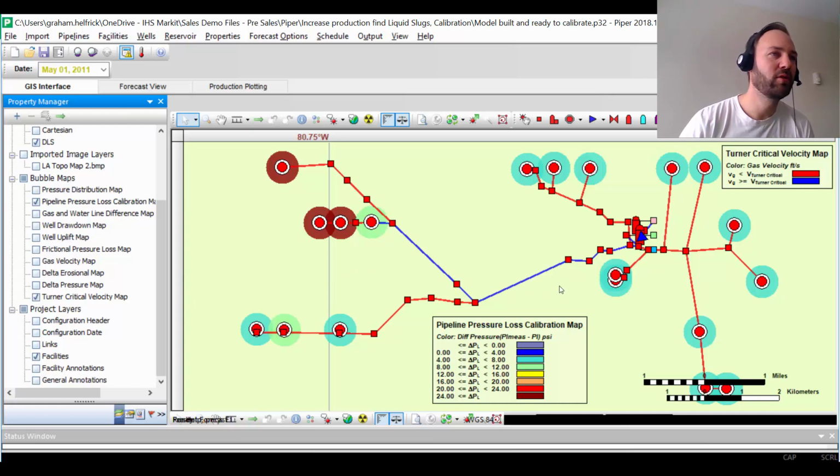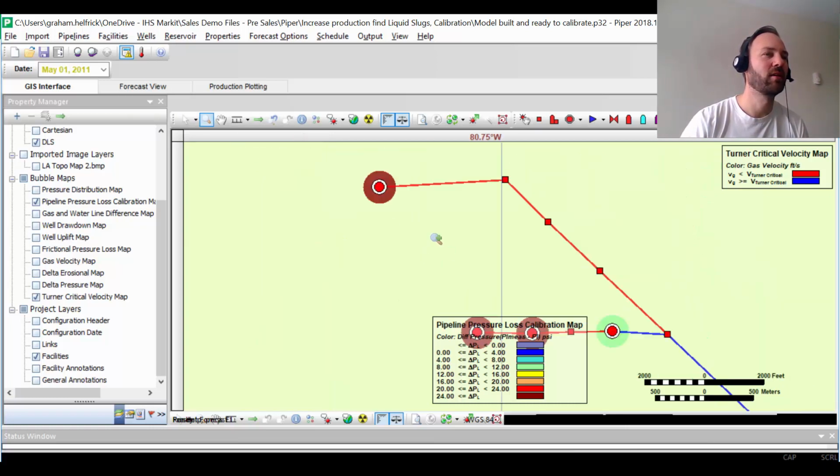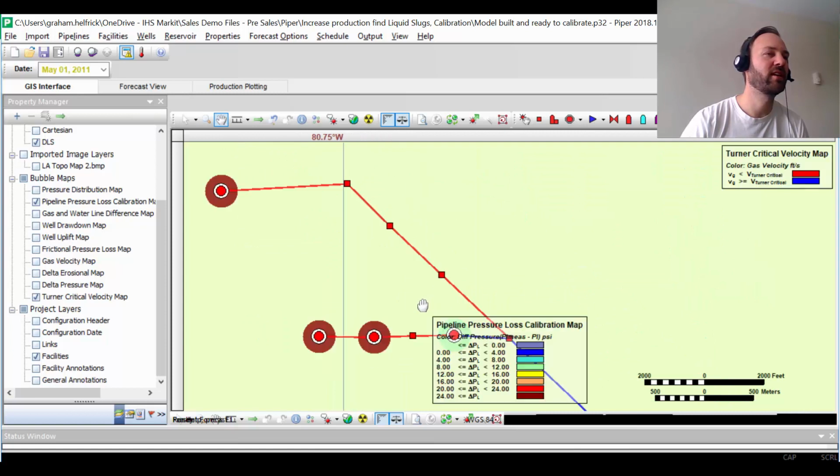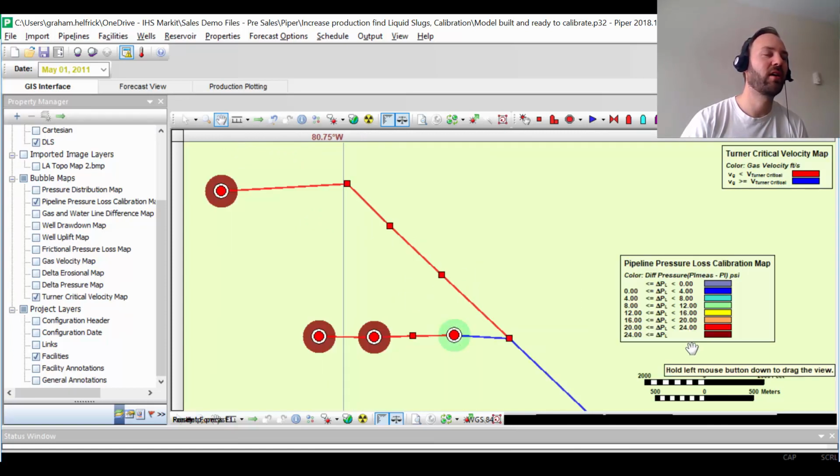Okay, so blue is good. That means we have enough velocity to be moving liquids along. Red is bad. It means that there's the potential for liquids to be trapped. Okay, what we're doing here is we're putting our detective hat on and trying to narrow down where we need to go to the field to take some measurements to isolate the problem.